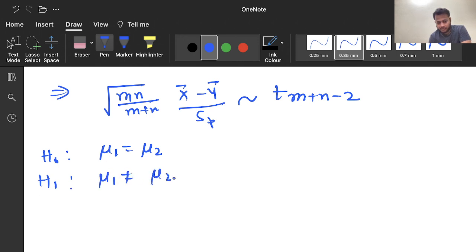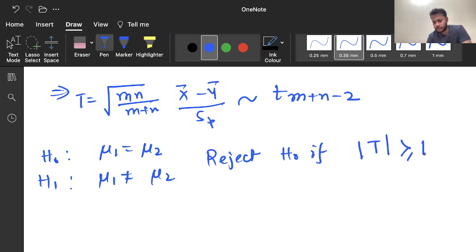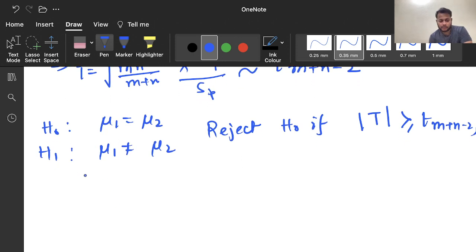Now here the null hypothesis H0 is mu1 equal to mu2, and the alternative hypothesis is mu1 not equal to mu2. Then our test will be: reject H0 if the statistic modulus of t is greater than t with m plus n minus 2 comma alpha by 2. This is the two-sided test.